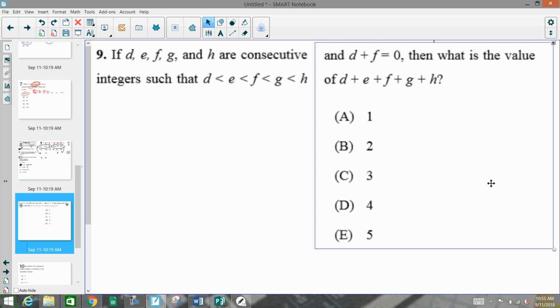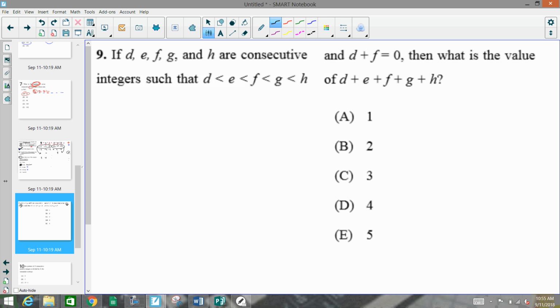Let's get started. Part number 9. B, E, F, G, and H are consecutive integers such as this, and B plus F is equal to 0. B plus F is equal to 0. How can you place that in an order? Where are B and F? This one plus that one should be equal to 0. And consecutive. -1, 0, +1. That's what you said.